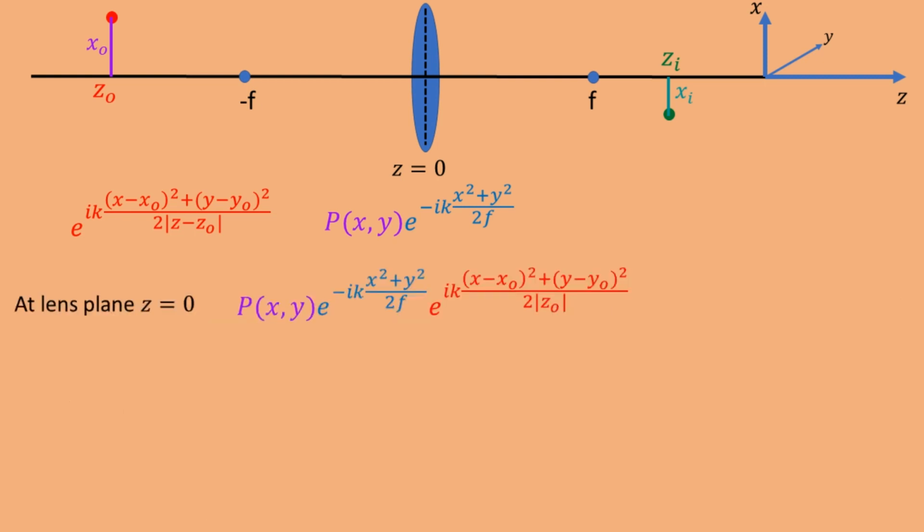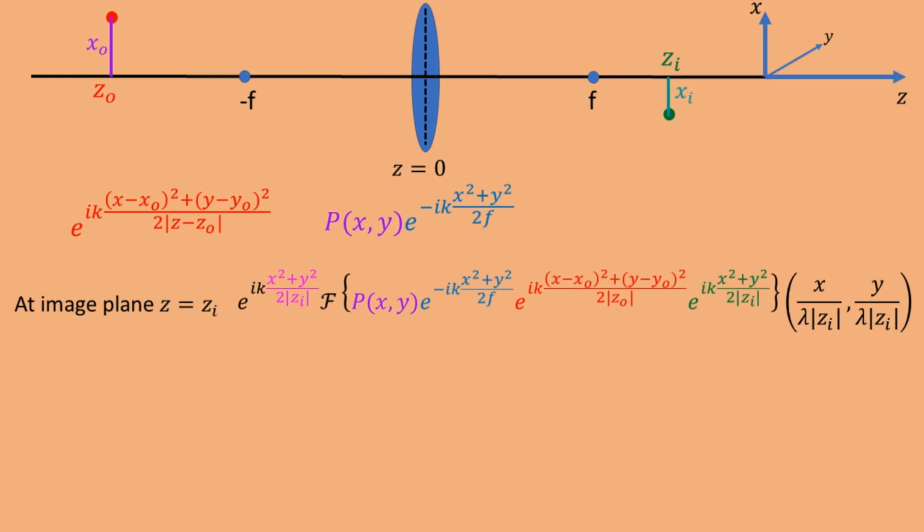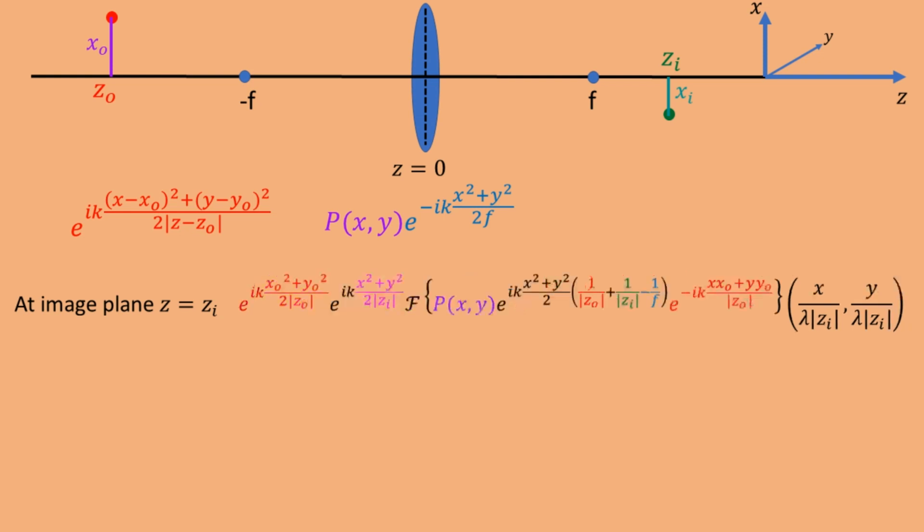The field at the lens plane can be found by multiplying the incident field at z equal to 0 with the transmission function of the lens. Then, we can propagate this field to the image plane z equal to z_i using the Fresnel diffraction integral, which means that we multiply the field that is transmitted by the lens with the quadratic phase factor, we Fourier transform the product, and we multiply the result with another quadratic phase factor. We can expand the exponent of the source term and collect the exponents containing the factor (x squared plus y squared) over 2.